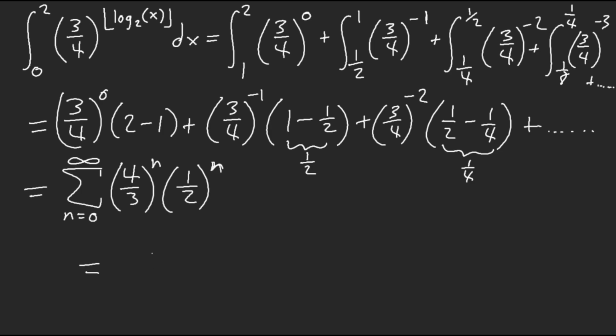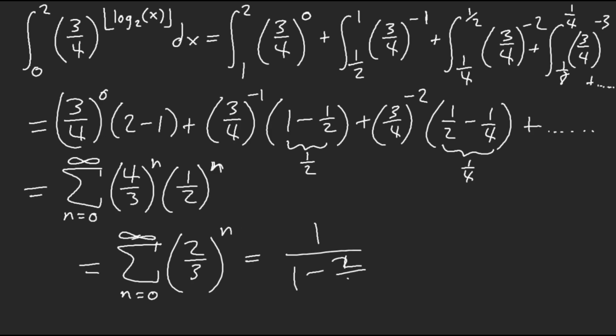So what we have is a simple geometric series. This is just 4/6, 2/3 to the n. Perfect. So now our answer is 1 over 1 minus 2/3. This is equal to 3. Alright, so this integral satisfyingly equals 3. Okay, well there you go. Another great constructing a summation example.